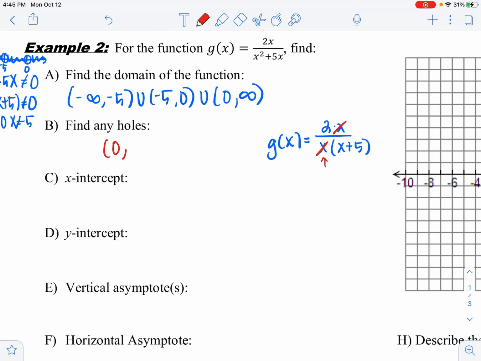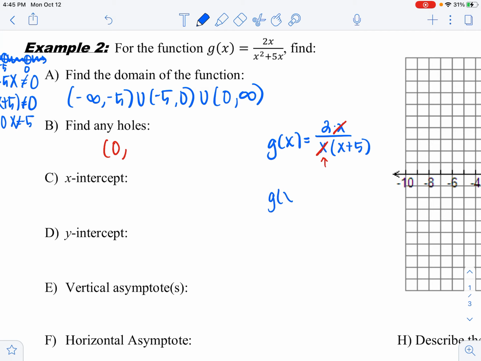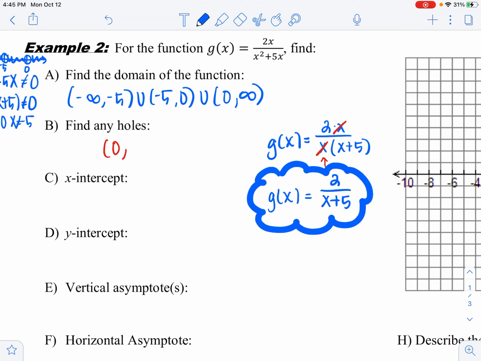And then I have to plug it into my simplified function. So I'm going to write my new simplified function, g of x equals 2 over x plus 5. And then I like to put this cloud around it so that my eyes gravitate toward it and I never look back here again, ever. Okay? All right, plug in 0 and you get 2/5. So there's a hole at 0, comma 2/5.